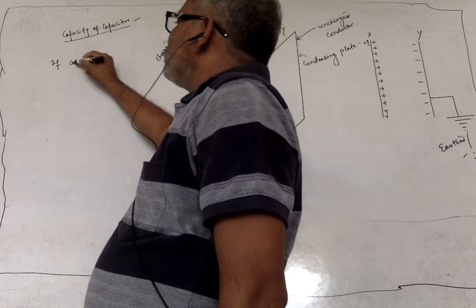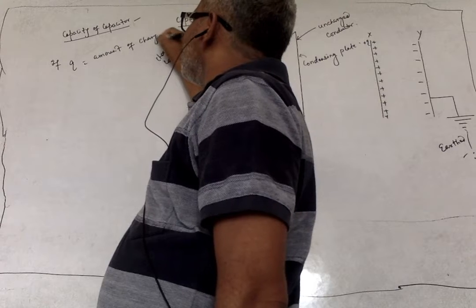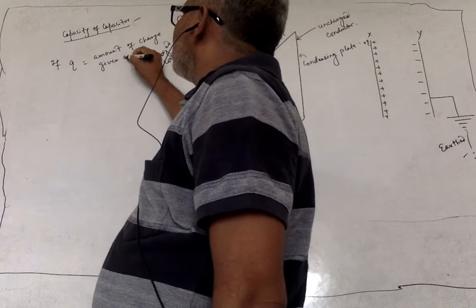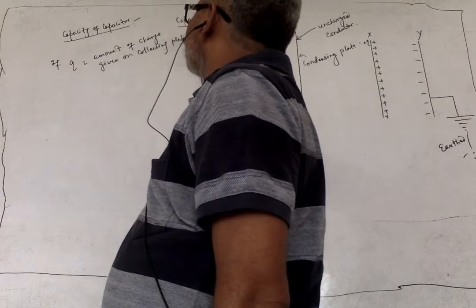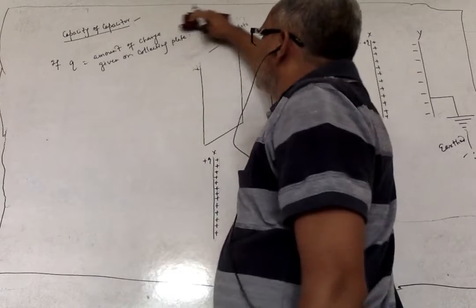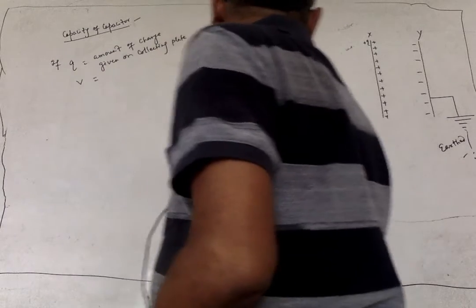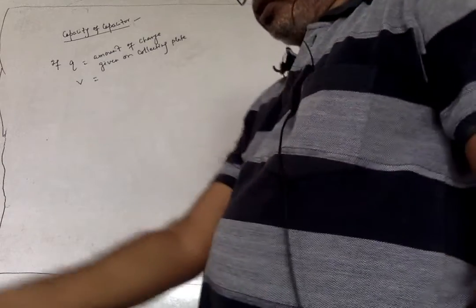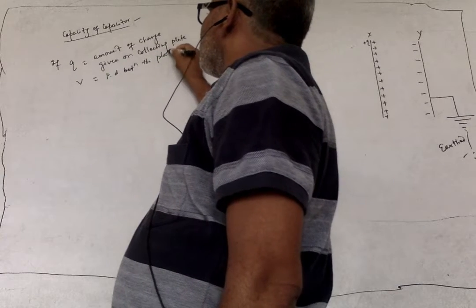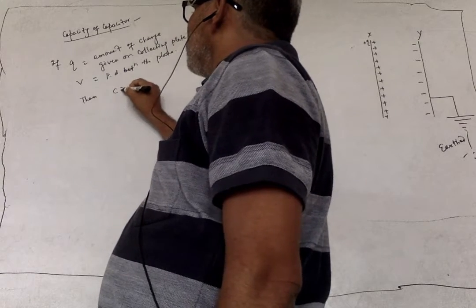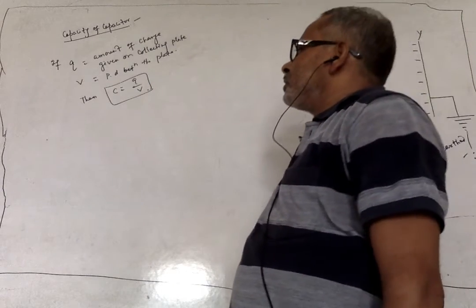If Q equals the amount of charge given on the collecting plate, V equals the potential difference between the plates, then C equals Q by V, that is, capacity equals charge by potential difference.